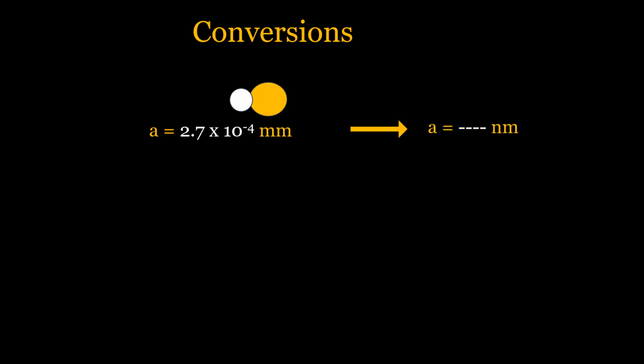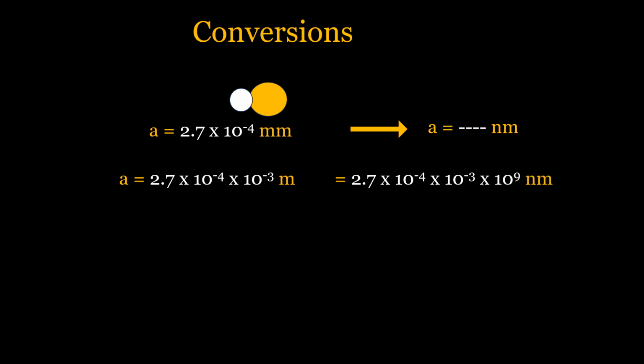For example, if one wants to write 2.7 into 10 raised to power minus 4 millimeters into nanometers. Again, first, milli is unwanted here, so it will be replaced by its value. And A would be equal to 2.7 into 10 raised to power minus 4 into 10 raised to power minus 3 meters. In the next step, write the word nano before meter, and also write the inverse of the value of nano to keep things balanced.